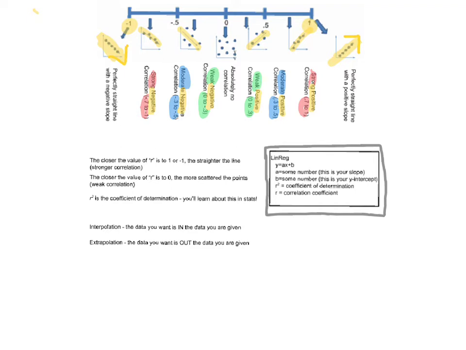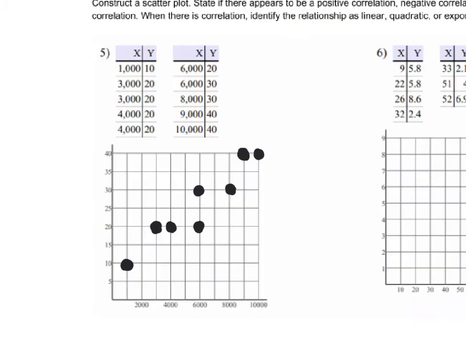The last vocabulary words I'm going to teach you are interpolation and extrapolation. So interpolation happens when the data you want is inside the data you're given. Extrapolation happens when the data you want is outside the data that you're given. And again, I'm going to do a couple problems that will make all this make sense, but I needed to just introduce all of this to you.